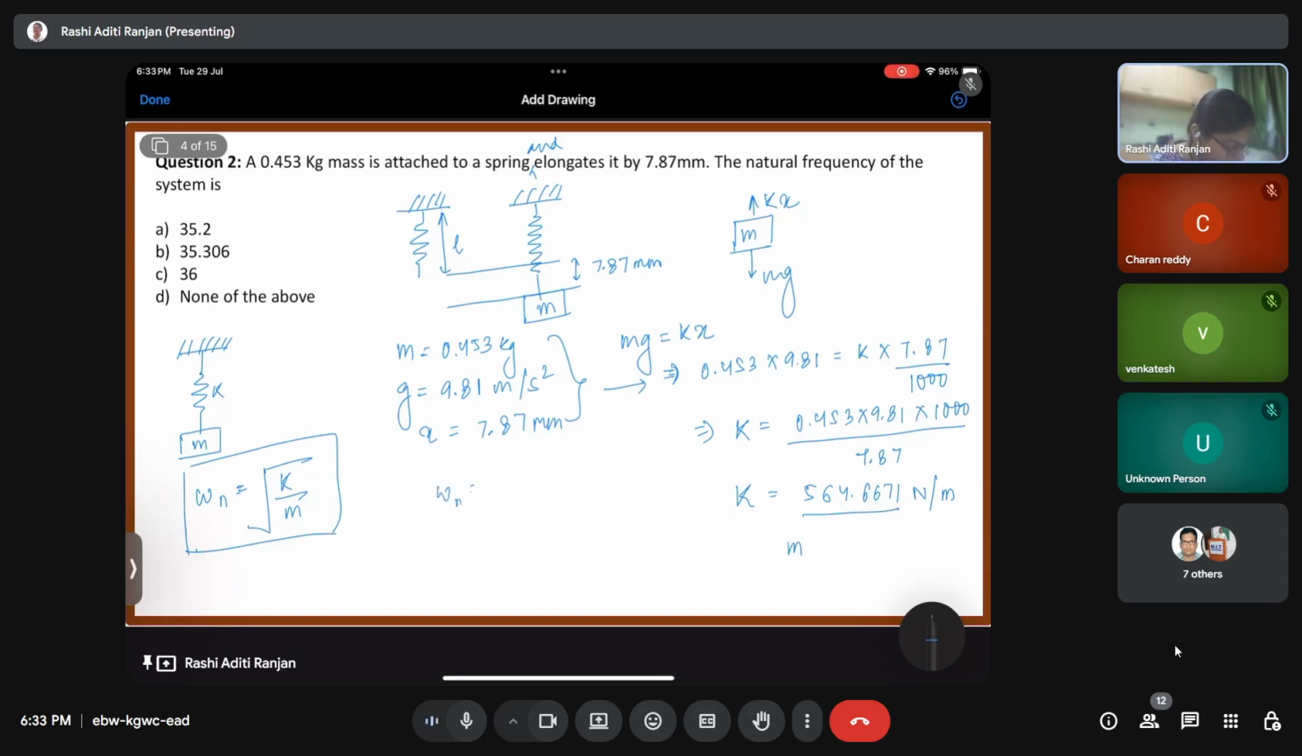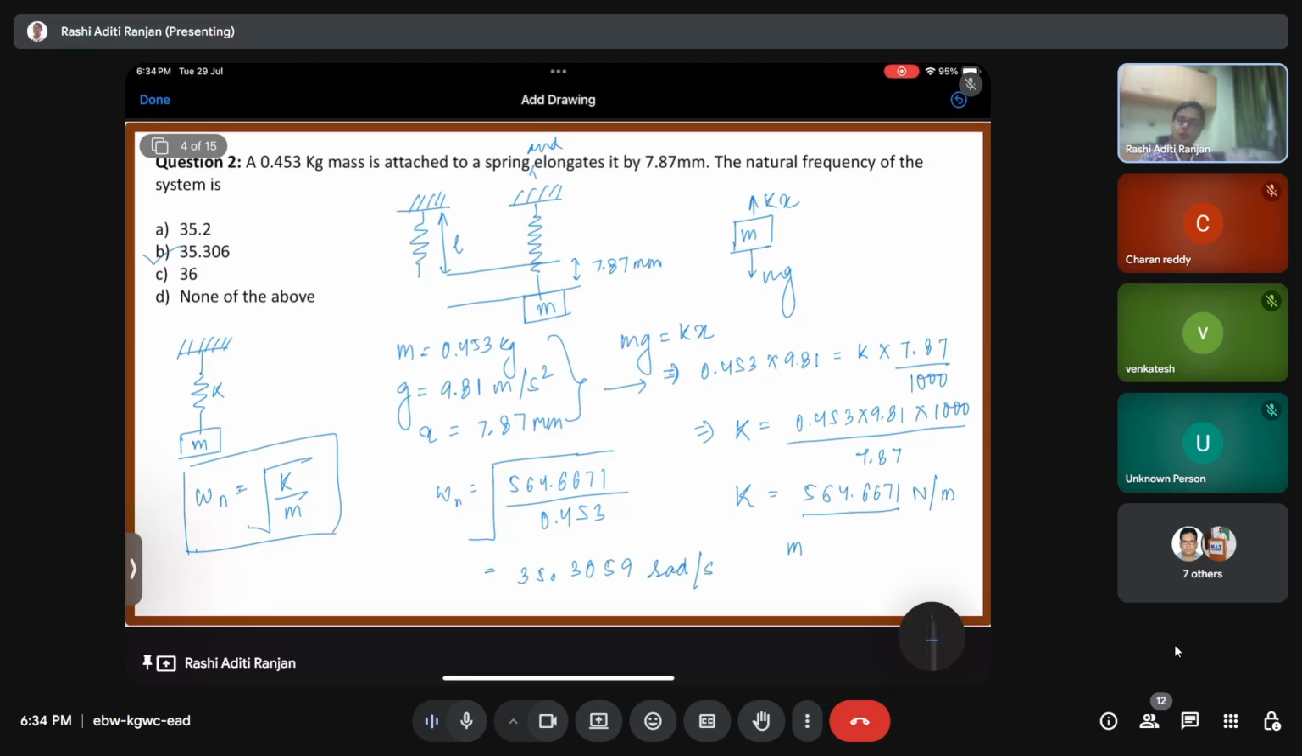So omega n is going to be under root of 564.6671 divided by 0.453, which will come out to be 35.3059 radian per second. Okay, so option B is going to be the correct option.